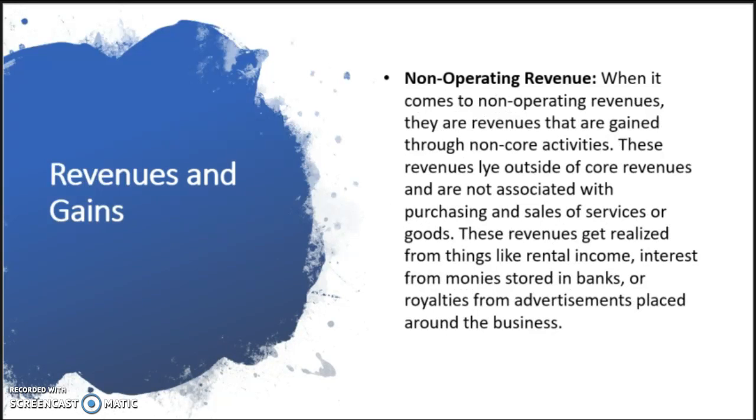Two is non-operating revenue. When it comes to non-operating revenues, they are revenues that are gained through non-core activities. These revenues lie outside of the core revenues and are not associated with purchasing and sales of services or goods. These revenues get realized from things like rental income, interest from money stored in banks, or royalties from advertisements placed around the business or property.